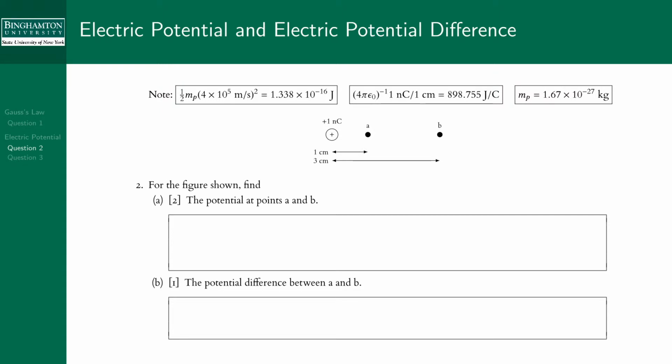Now, our next set of questions here is about the electric potential. In our situation, we have a charged object with 1 nanocoulomb of charge. We have 2 positions in question, position A, which is 1 centimeter away, and position B, which is 3 centimeters away. So we want to calculate the potential at points A and B, and calculate the potential difference between A and B.